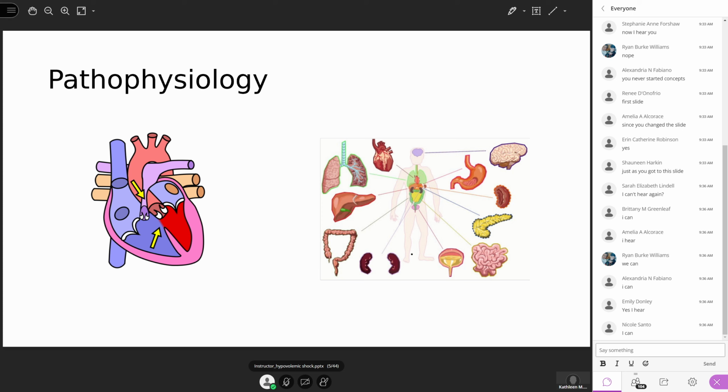Okay. So this picture here is meant to be a simple depiction of the cardiovascular space. You have the heart, which delivers oxygen and nutrients to the organs and tissues. And between the heart and organs, you have the vascular space.